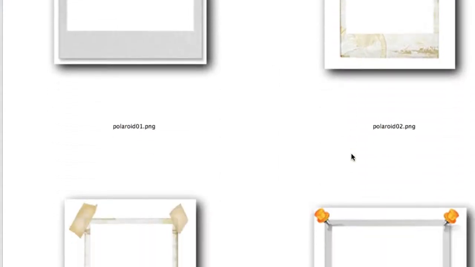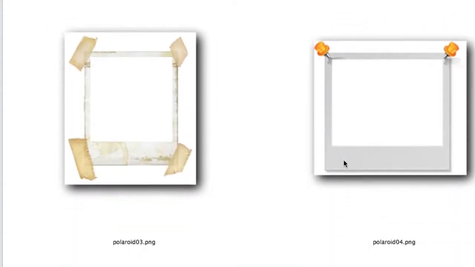And then we also have different types of actual Polaroids. Like we have some brand spanking new looking, we have some that's more old and rustic, you know, some with tape, some with thumbtacks. So we have different types of designs of the Polaroids, okay?